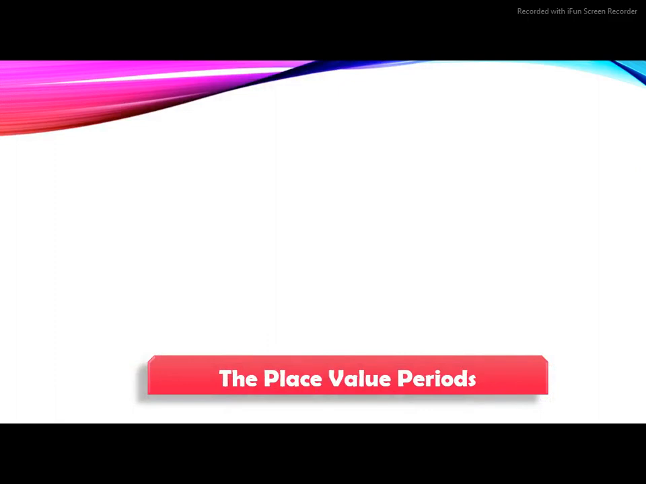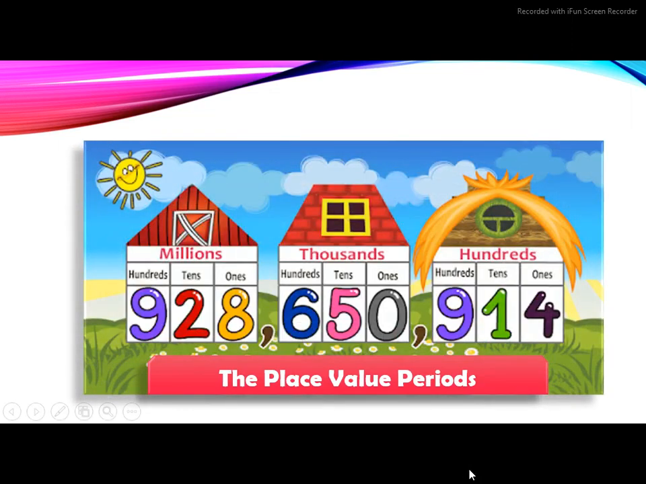When reading and writing numbers greater than 100,000, we have to use the place value periods. In the picture, you can see there are 3 houses. Each house is separated by a fence, which is a comma. Each house has 3 rooms, which are called units. Each room has a number.